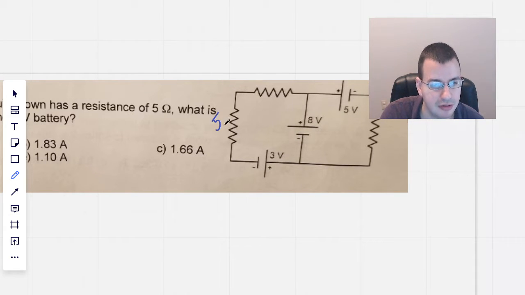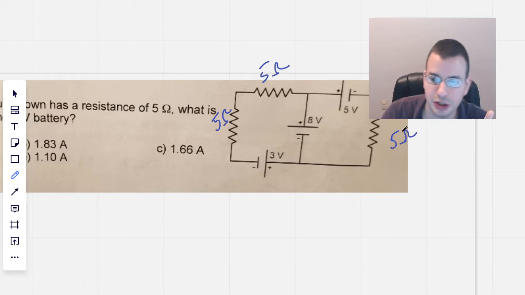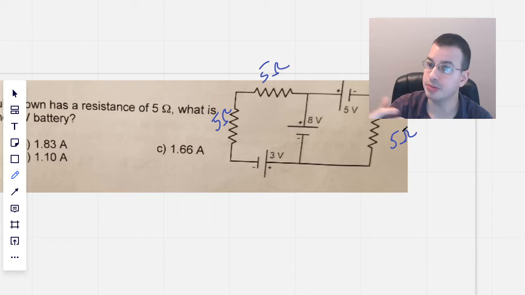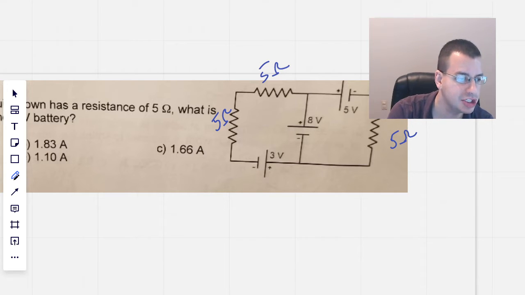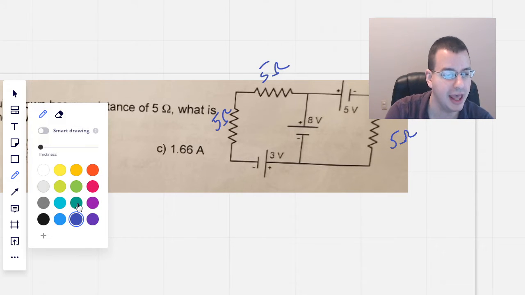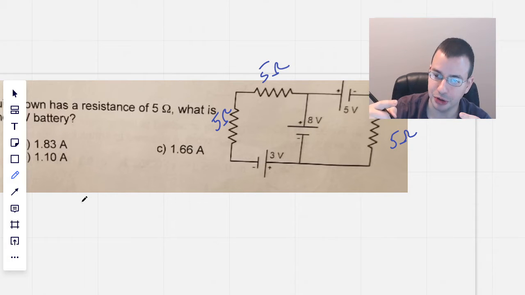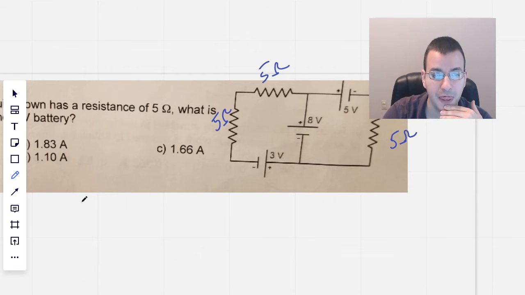So we have 5 ohms here, 5 ohms here, and 5 ohms here. One of the first things I do when I look at a circuit problem is I try and combine the resistors by series and parallel. So series, you add them together, and in parallel, you add the reciprocals and then take the reciprocal of that.